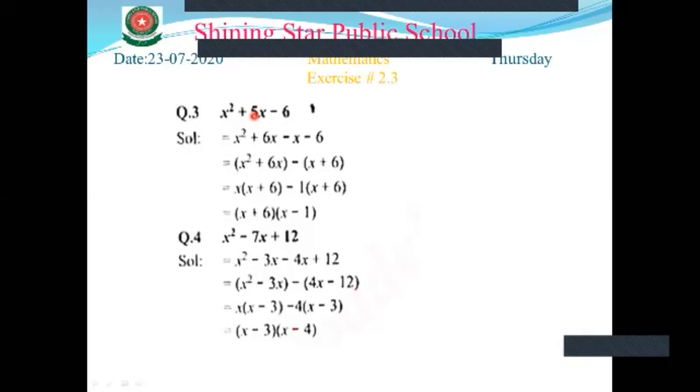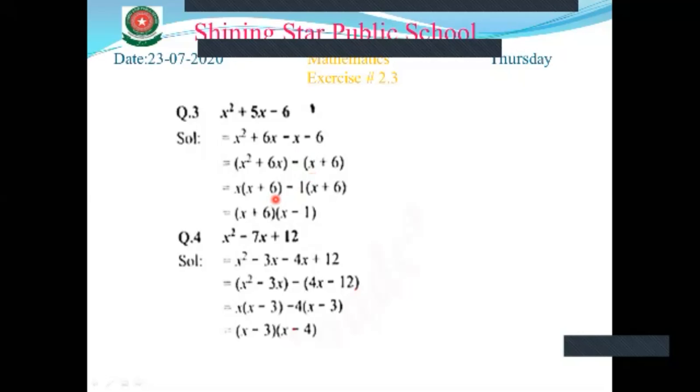Because if we take the common one, in this bracket we get minus x and minus 6, and we know that both brackets must be same. If both brackets are not same, our question will be wrong. So that's why we take minus common here. When we take the minus common, minus x changes into plus x, minus 6 changes into plus 6. Okay, so x plus 6 and x plus 6 both are same.